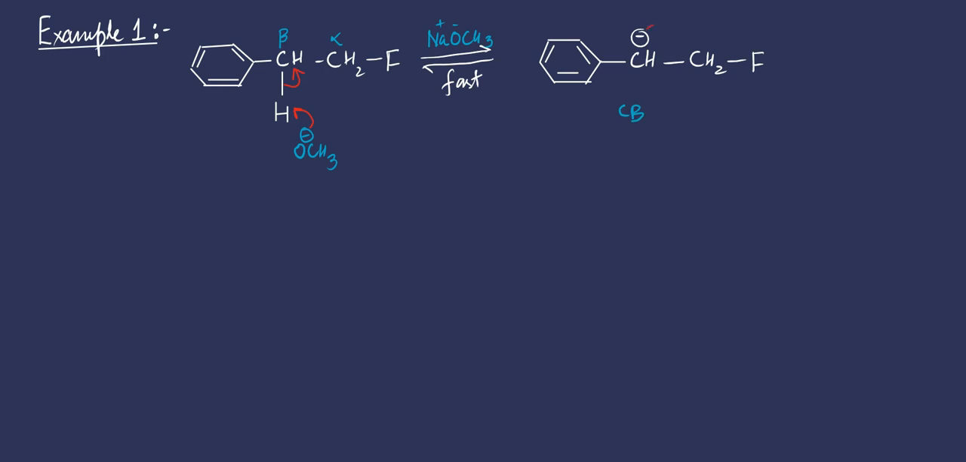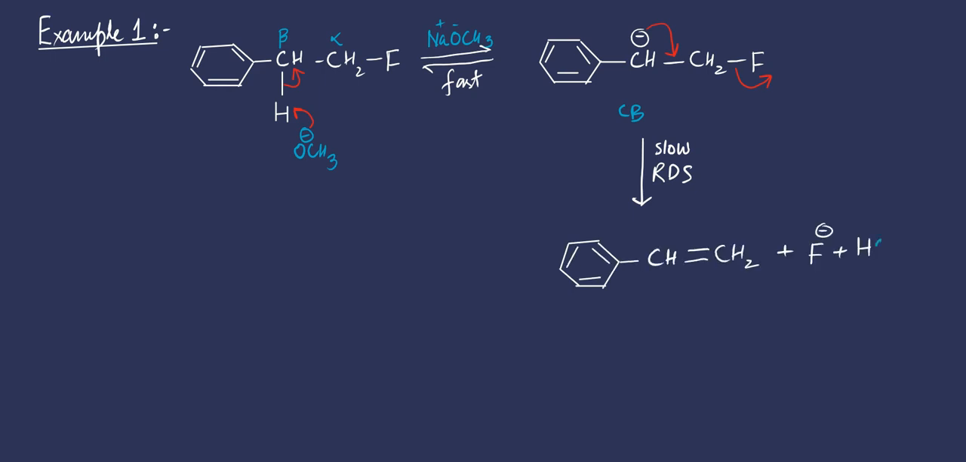The second step will be expulsion of the poor leaving group with the help of the negative charge. This will of course be slow and hence the rate determining step. This will form this alkene, which is called styrene.